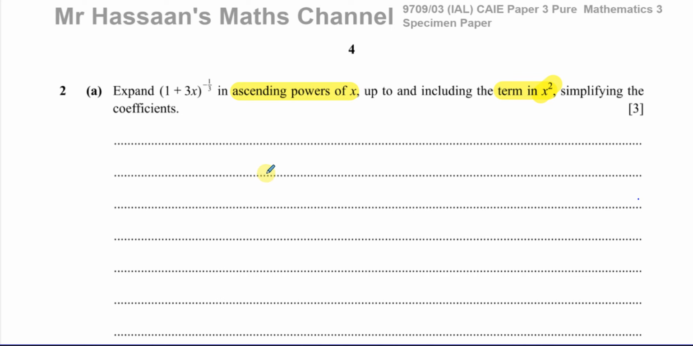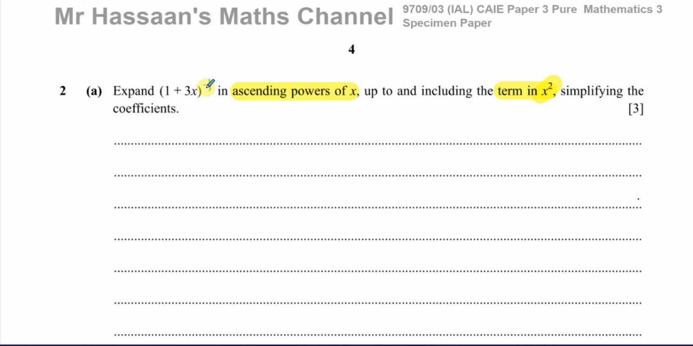When we come to P3 of Cambridge and P4 of Edexcel, you'll notice that the powers that the brackets are raised to will be fractions or negative or both. So here you have both negative and a fraction. So you have something which is not a positive whole number, and it's not an integer. Basically it's a fraction.